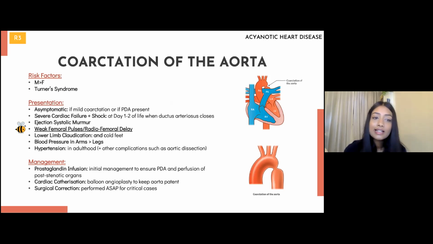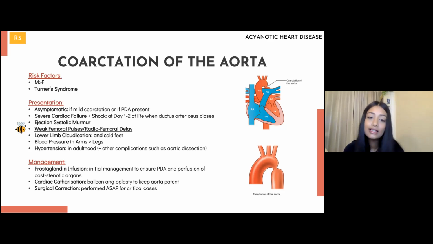Okay, so the coarctation of the aorta is the narrowing of the aorta at the isthmus, so the distal part of the aortic arch close to the ductus arteriosus and the left subclavian artery. So coarctation of the aorta can also be PDA dependent, and that makes sense as it's near the ductus arteriosus. So if that's open, that can help redirect blood flow, and they can present less symptomatic. So if it's a mild coarctation or if there's a PDA present, it can mostly be asymptomatic.